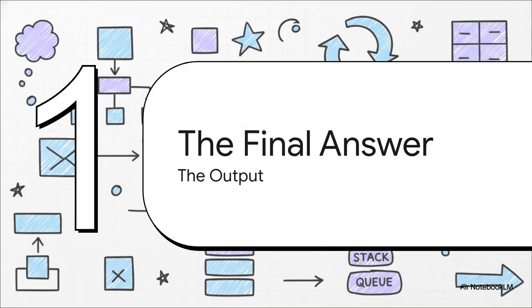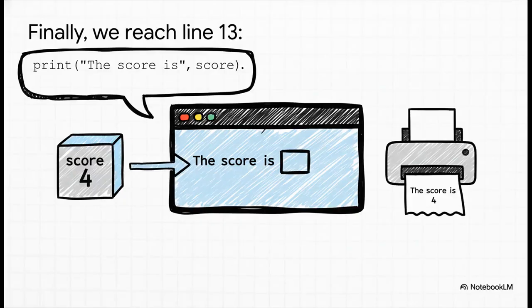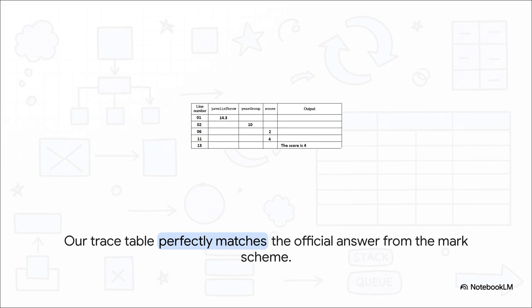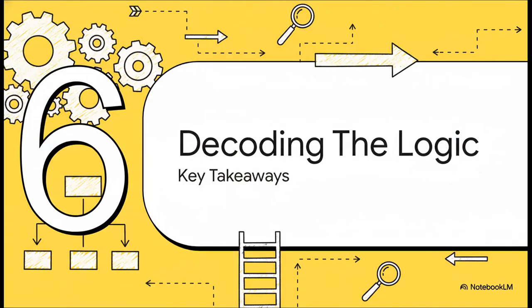All right, we've worked through all the tricky logic. We are totally in the home stretch now. There's just one final line of the algorithm left to deal with. And that's line 13. It's a simple print command. It tells the program to output the words the score is, and then whatever the final value of our score variable is. And there you have it. Our complete trace table shows the final output on line 13 is the score is 4. Because we followed the logic step by careful step, we landed on the exact answer the examiners wanted. And hey, the official mark scheme confirms it. Job done.